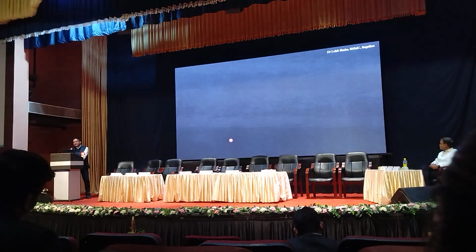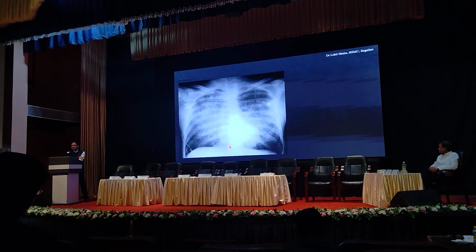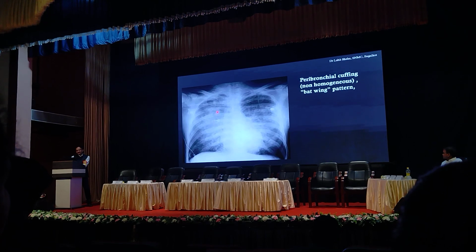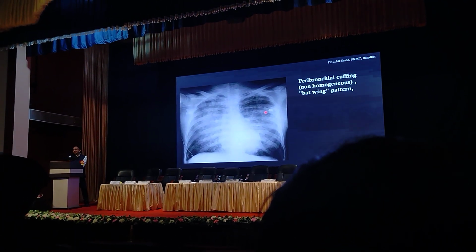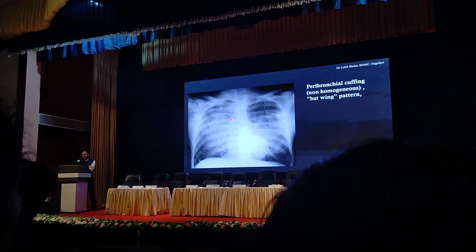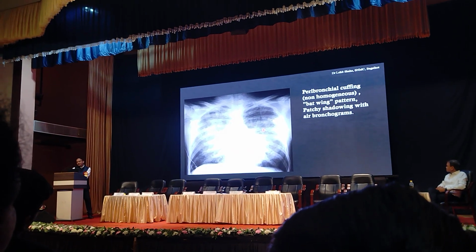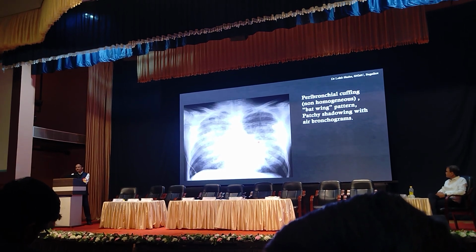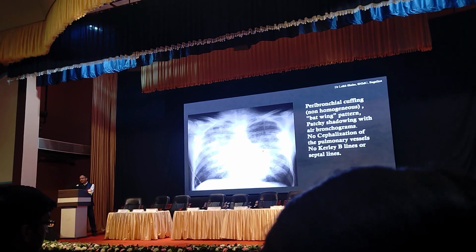Okay. So in the next X-ray, is it looking similar to the previous X-ray? Yes, somewhat. But here you can see it is non-homogeneous. It is not equal. Non-homogeneous bat wing pattern. We are not going to see any enlarged vessels over there. In between, we are going to see patchy shadowing of air bronchograms. There is no cephalization, no Kerley lines.